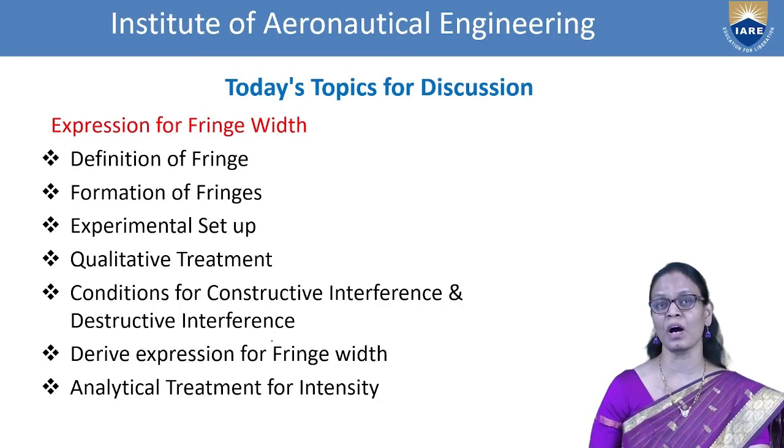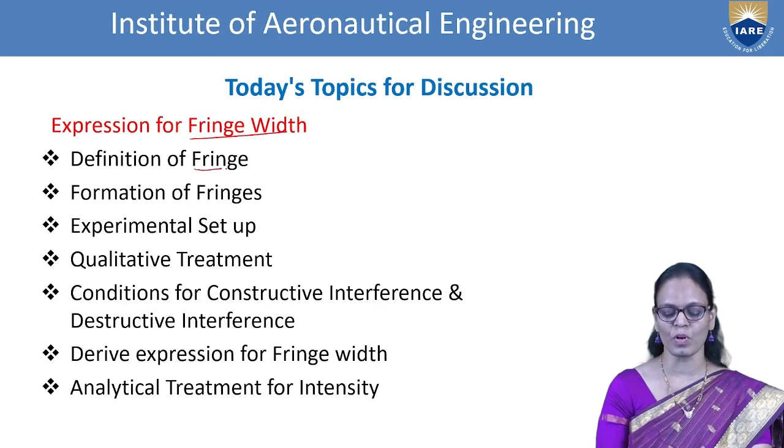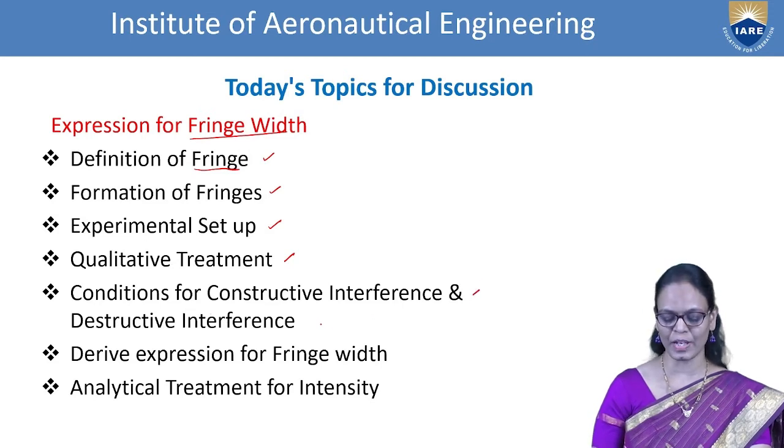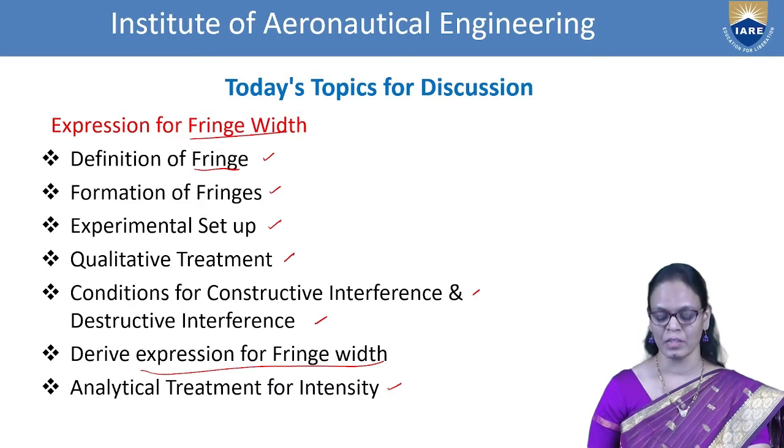This is a brief outline of how we are going to go about the topic. Since we are deriving the expression for fringe width, let us first understand what a fringe is. So we'll see the basic definition of fringe first, and then we will understand how these fringes are formed, then the experimental setup, that is the Young's double slit experiment, and do the qualitative treatment. Understand the conditions for constructive interference and destructive interference, and then finally with these we are going to derive the expression for fringe width. And then we are also going to do the analytical treatment for intensity. We are going to determine the intensity of the wave that is formed at that particular position.